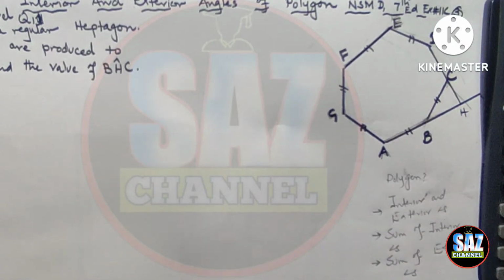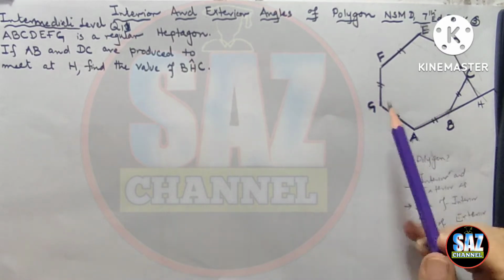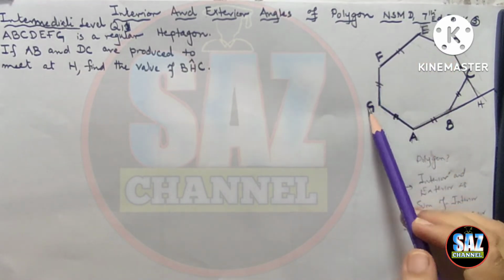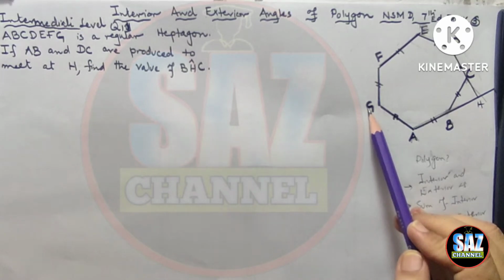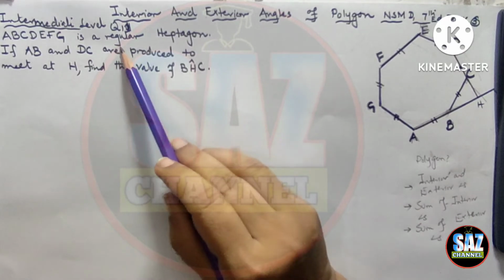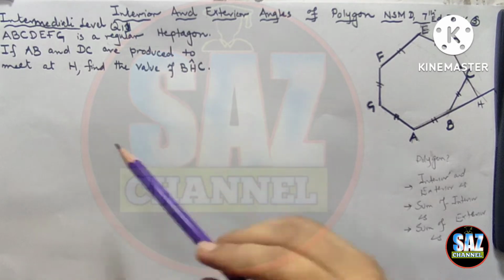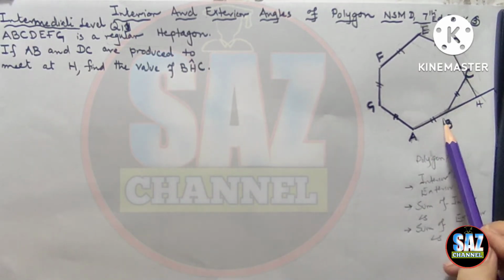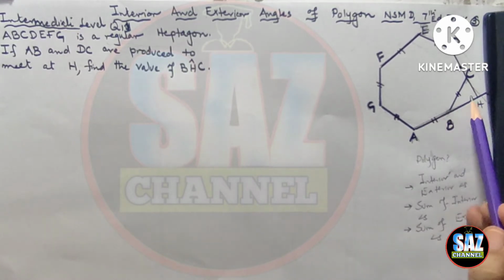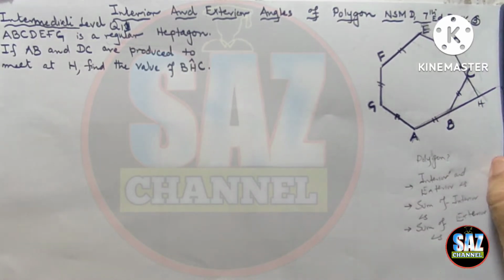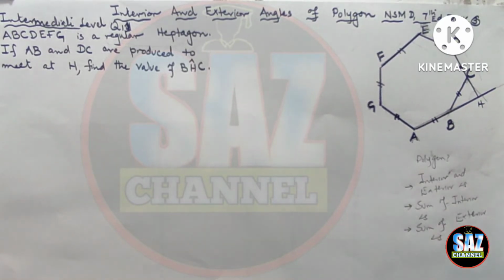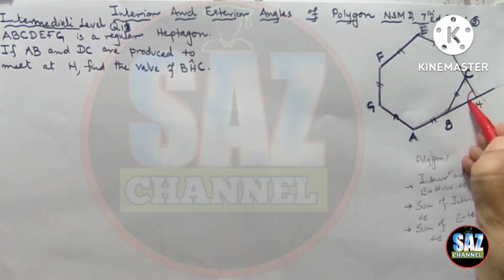Okay. Question 11 says A, B, C, D, E, F and G are the vertices of a regular heptagon. If AB and CD are produced so that they are meeting at H, we have to find the value of angle BHC. I will be reading the question again. There are so many things that I need to clear.